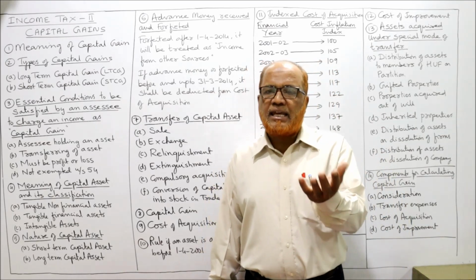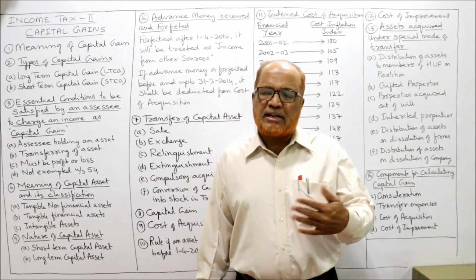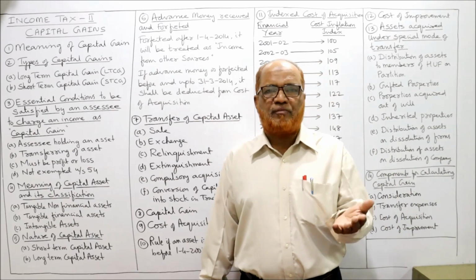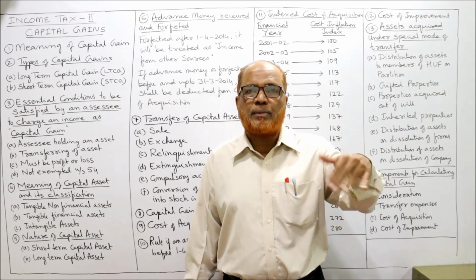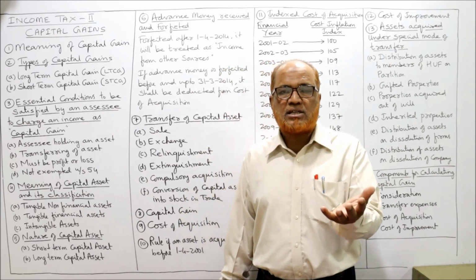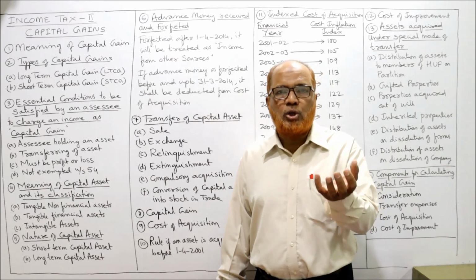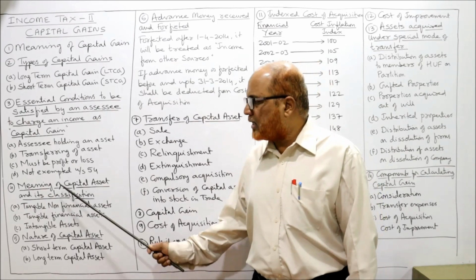Capital asset means any asset which is held by the assessee not for sale. It may be tangible, it may be intangible, it may be fixed, it may be circulating. Any asset not held for the purpose of sale. It is not stock in trade. It is an asset which is held by the assessee for personal or business use. That is called capital asset.